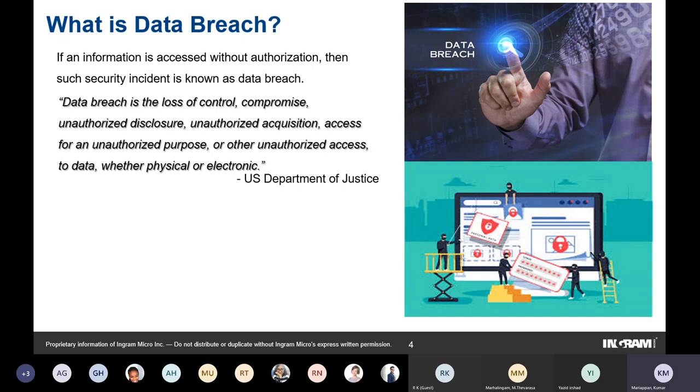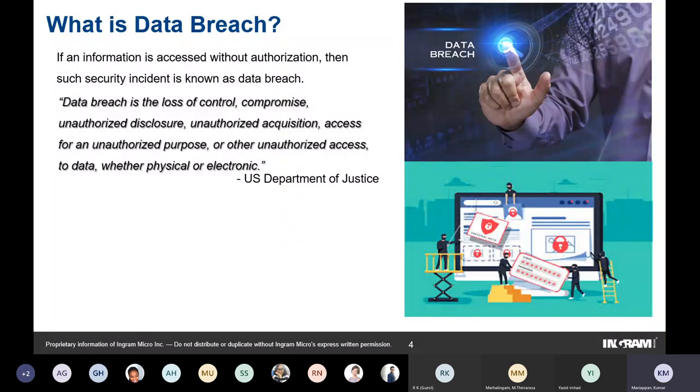And if we do not encrypt data at the application layer, what would happen is the database administrator is authenticated to access the system, but he's not authorized to view the data which is stored in the system. So if we are not doing encryption at the right layer, a database administrator can see the data which he is not authorized to see. So that is what we mean when we speak of a data breach. If information is accessed without authorization, then such a security incident is known as a data breach.